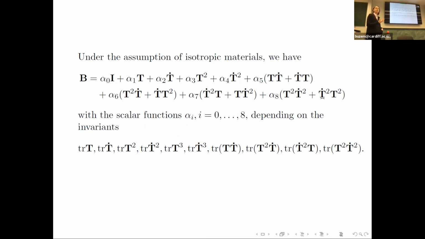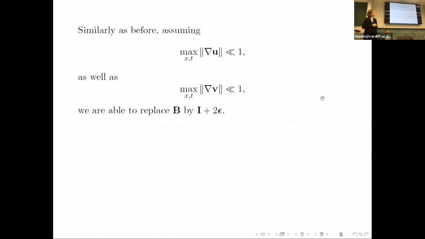Again, we want to apply the isotropy of Spencer or Rivlin, whoever you call it, and you get this highly nonlinear relationship between strain B, stress T, and the stress rate, the material time derivative of the stress. Again, the coefficients can depend on the invariants of T and T dot, basically. So again, this is a very difficult relation. It's a highly nonlinear relation. Again, we want to do the same thing. We want to linearize the strain.